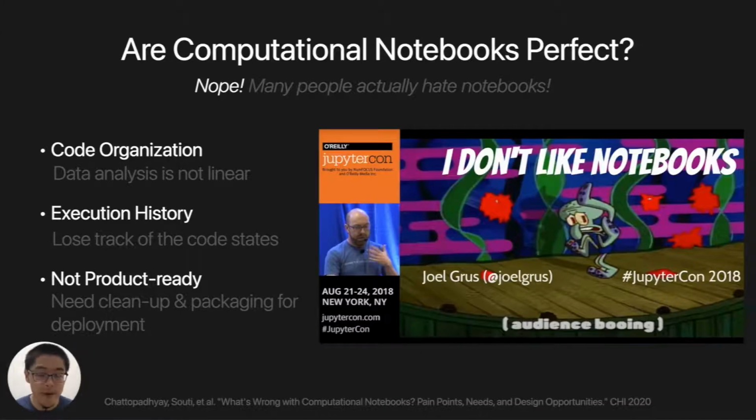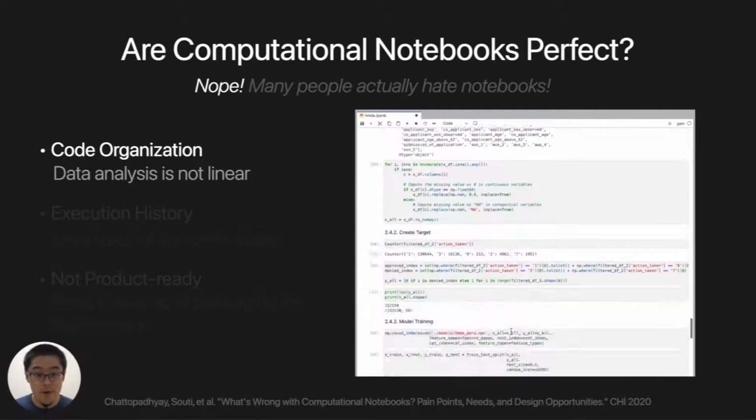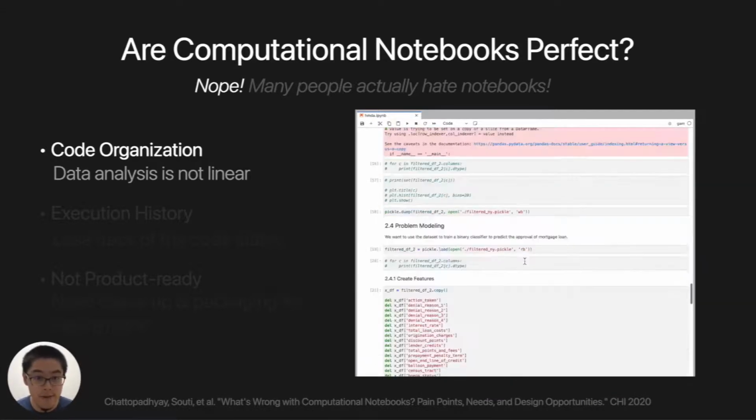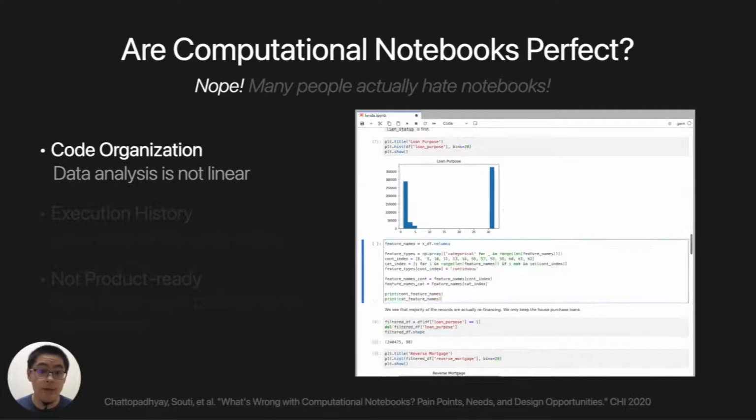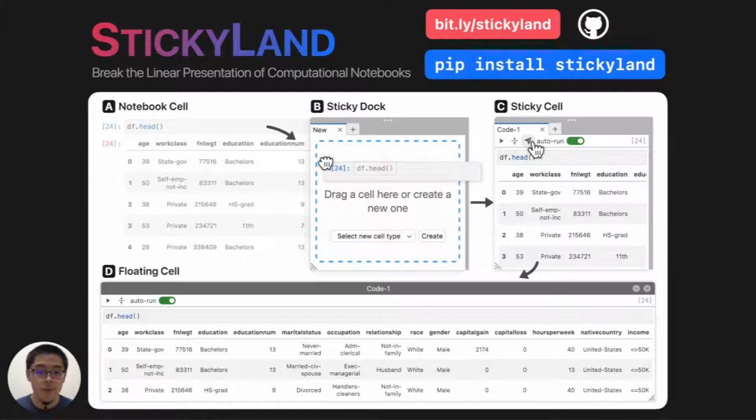According to a recent survey, there are many limitations or pain points of those computational notebooks, such as it's very hard to organize the code in the notebook, very hard to see the running history of different code, and the code is probably not very production ready after running the notebooks. In this work, we focus on the first limitation, code organization. Researchers have identified a mismatch between the linear presentation of the cells in the document and the nonlinear data analysis workflow. To help improve code organization, we designed and developed StickyLand, which is a JupyterLab extension that can empower the user to organize their code in computational notebooks in nonlinear ways.